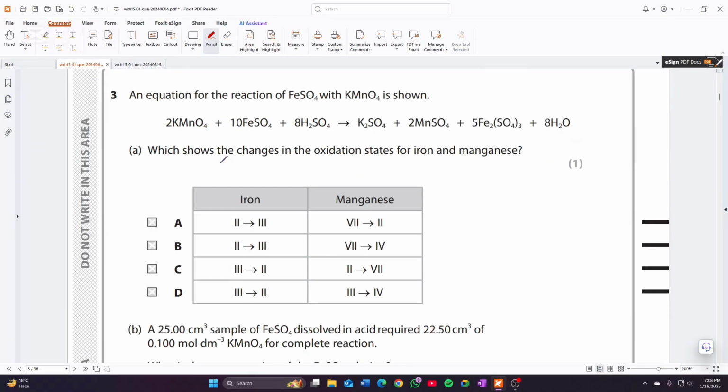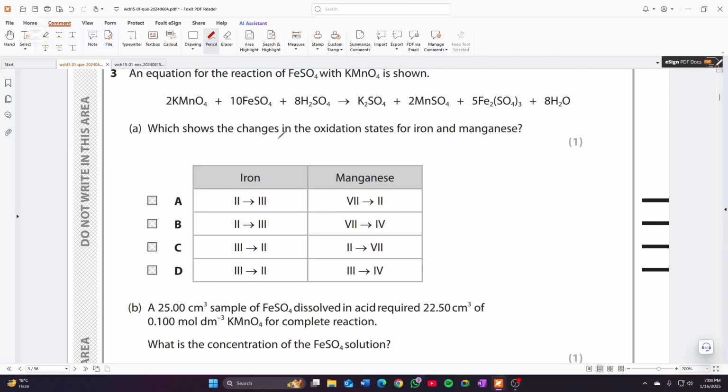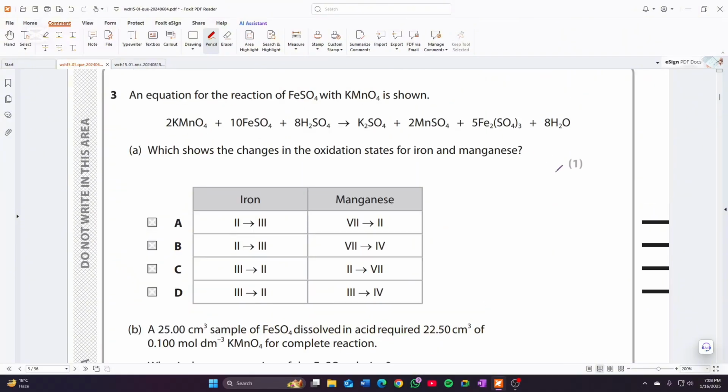Next question says an equation for the reaction of FeSO4, iron sulfate, with potassium manganate is shown. Okay, this is our reaction, and which shows the changes in the oxidation states for iron and manganese. So here the oxidation state of iron is +2, and here it's +3. For manganate, since this is the MnO4 minus ion, the oxidation state of manganese is +7, and here it's +2. So iron changes from +2 to +3, and manganese changes from +7 to +2. So our answer is A.